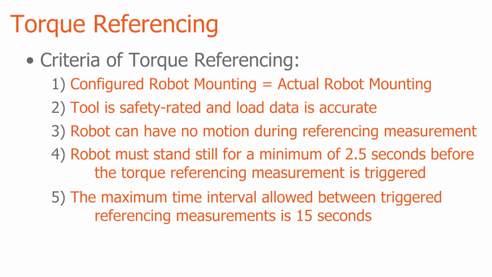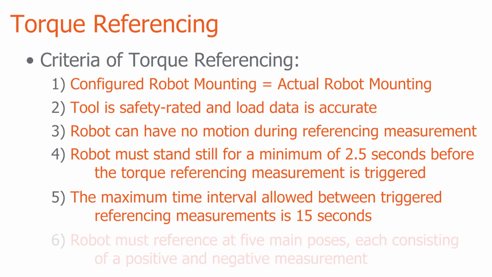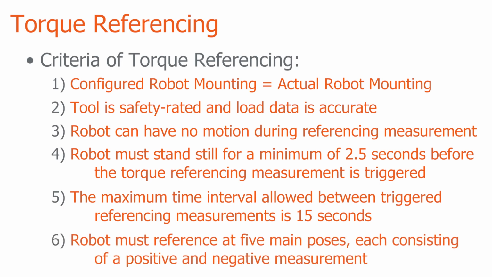This is a hard criteria to meet because the robot must move from pose A to pose B, move a positive or negative offset, then return to pose B, and wait the 2.5 seconds before sending the Sunrise service request to the safety controller to take the torque measurement. And finally, the robot must have 5 main poses, all of which consist of a positive and negative measurement at each pose.